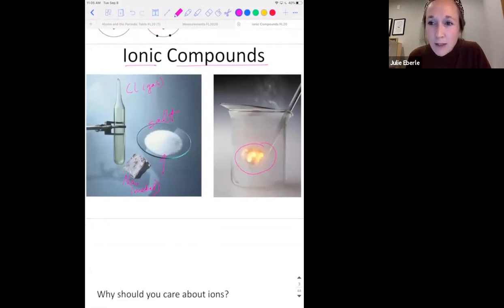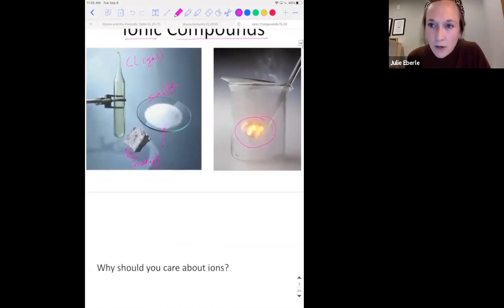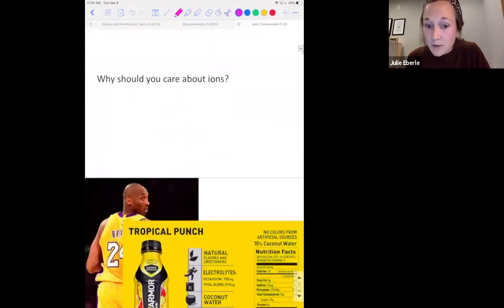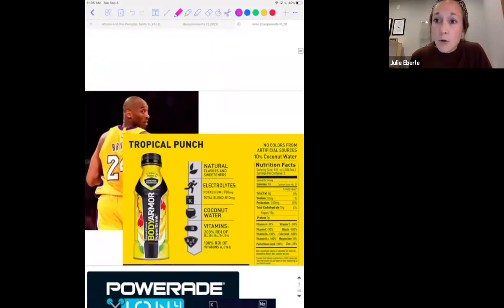But first, before I really get into ions, why do we even care about ions? Why are they important? Well, several reasons. First off, they're important for hydration.